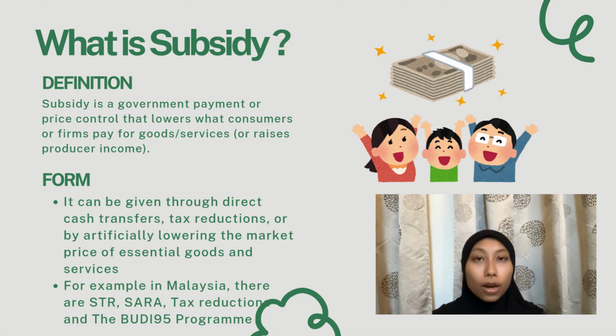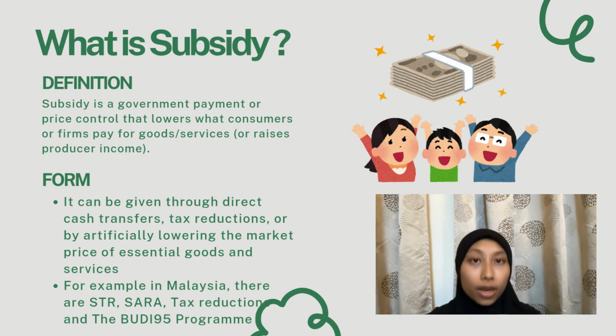Now I will answer the 2A question, which is what is a subsidy. By definition, a subsidy is a government payment, financial contribution, or price control measure. Its main objective is to lower the amount that consumers or businesses have to pay for essential goods and services. In some cases, it is also used to artificially raise the income of producers to keep critical industries afloat.